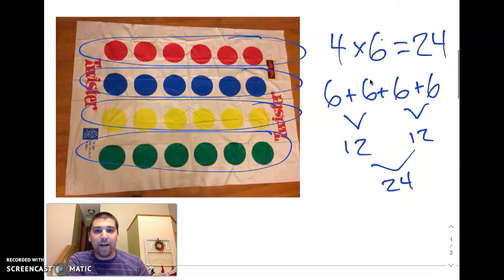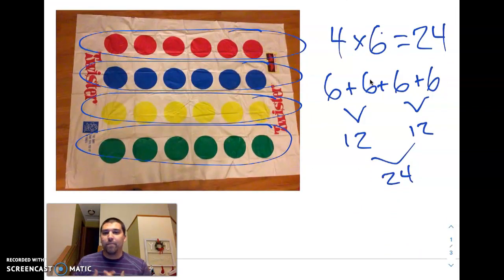Another array that I found, and this brings it into that personal aspect of math, bringing it at home, is that my family really enjoys playing games together. So I thought, what games do we have that might show arrays? And Twister was a great example. So here, if you look at the circles on the Twister mat, you have 4 groups of 6.